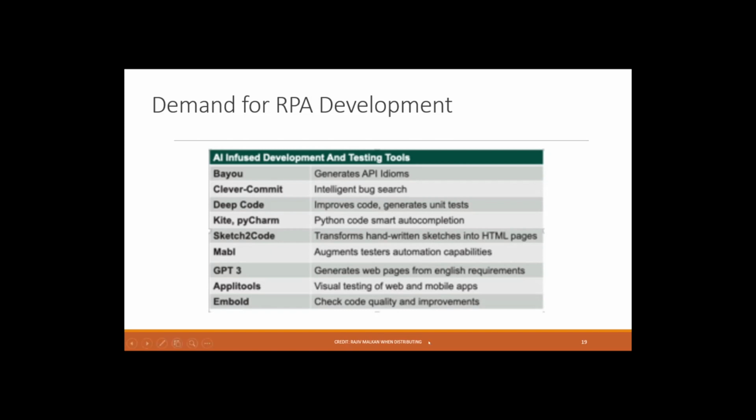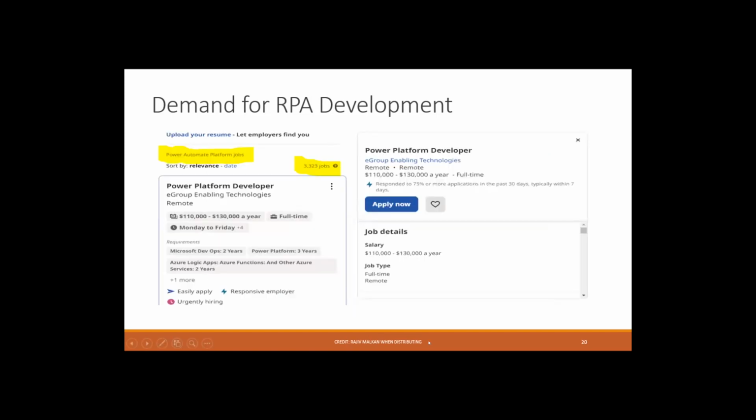Next slide. All right, so what's the demand out there? I just searched the Power Automate jobs, okay? As of last night, there were 3,300 jobs on LinkedIn for Power Platform, Power Automate, Power Apps. If you put in different terms like that, you will see where the jobs are getting created. Previously, there was nothing out there. Now you're seeing the trends, with 100,000 jobs out there.